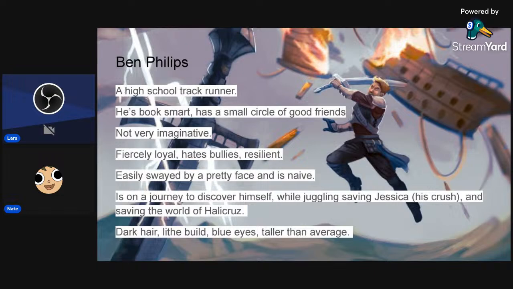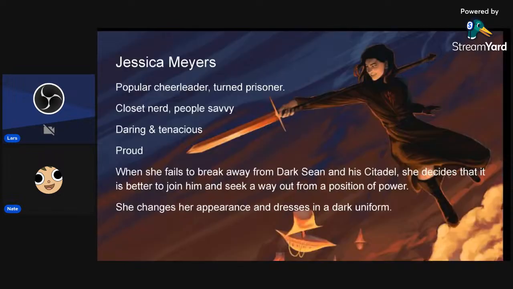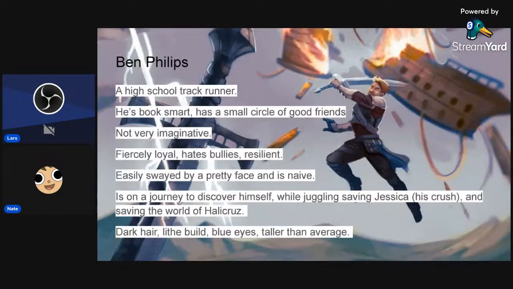He's fiercely loyal. He hates bullies. He's resilient. However, he's also easily swayed by a pretty face, and again, naive. He's on a journey to discover himself while juggling saving Jessica, his crush, Mrs. Dark Lord Apprentice right there, and saving the world of Halicruz. Guy's got dark hair. He's got a lithe build, meaning that he's narrow but a little bit muscular. Blue eyes, taller than average, but definitely not Vix/Jed tall.